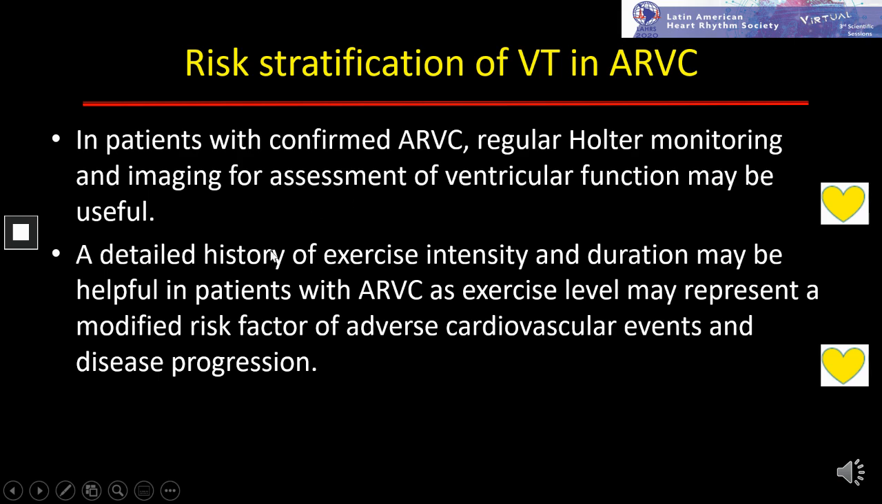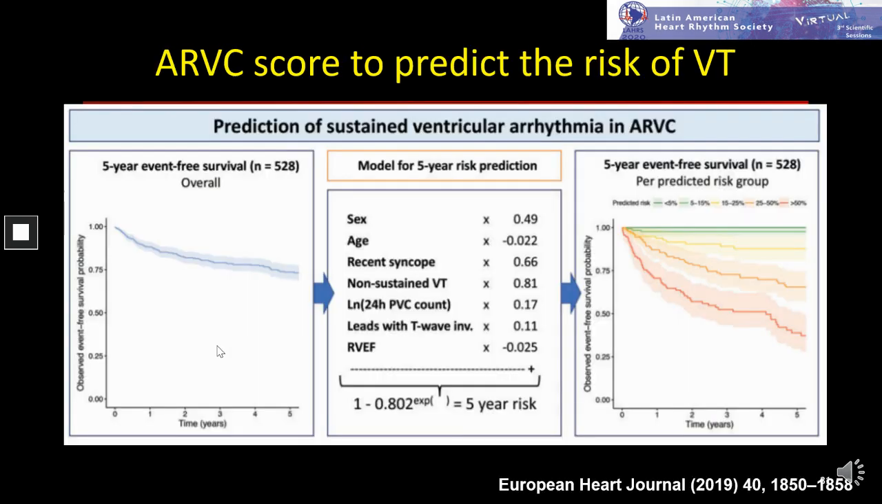A detailed history of exercise intensity and duration may be helpful in ARVC, as exercise level could be a modifiable risk factor for adverse cardiovascular event and disease progression. Also, there's an ARVC score to predict the risk of VT. According to the model, including the factors of sex, age, syncope, non-sustained VT, VPC number, the T-wave inversion number, right ventricular ejection fraction, and so on, we have a model for 5-year risk stratification.